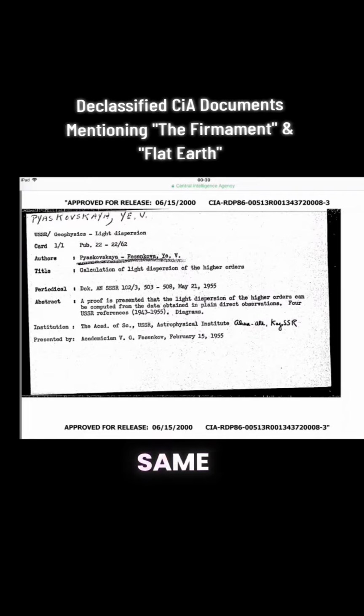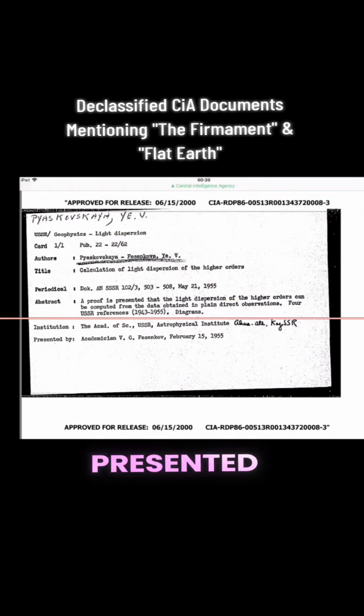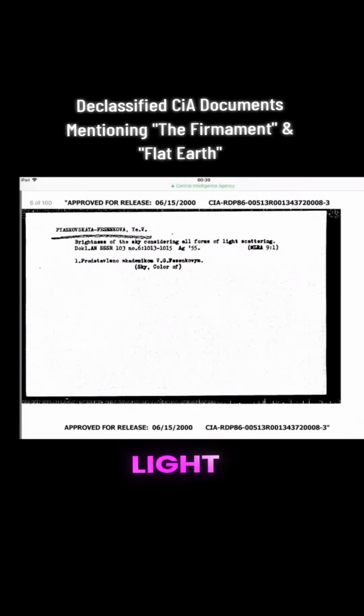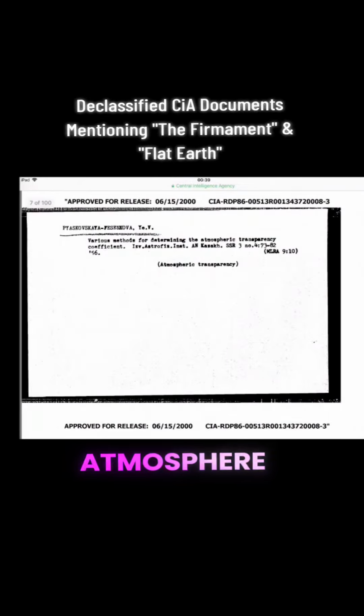So again, by the same author, USSR Geophysics, published in '62, Calculation of Light Dispersion of the Higher Orders. A proof is presented that the light dispersion of the higher orders can be computed from the data obtained in plain direct observations. The brightness of the sky considering all forms of light scattering. Various methods for determining the atmospheric transparency coefficient. And all of these documents as well reference the non-rotating flat Earth, or a flat non-rotating Earth. And I'll put links to them as well.